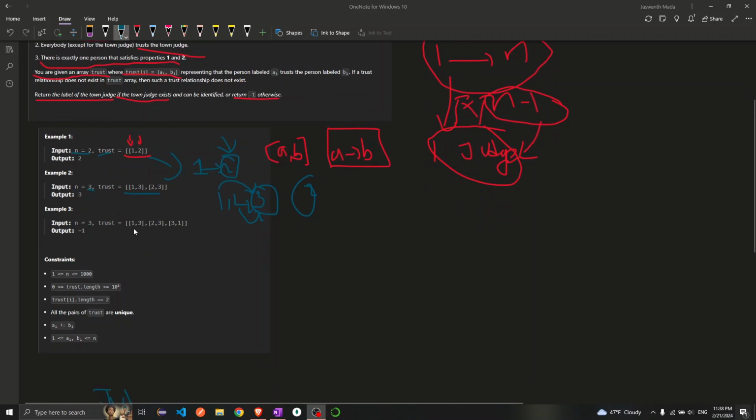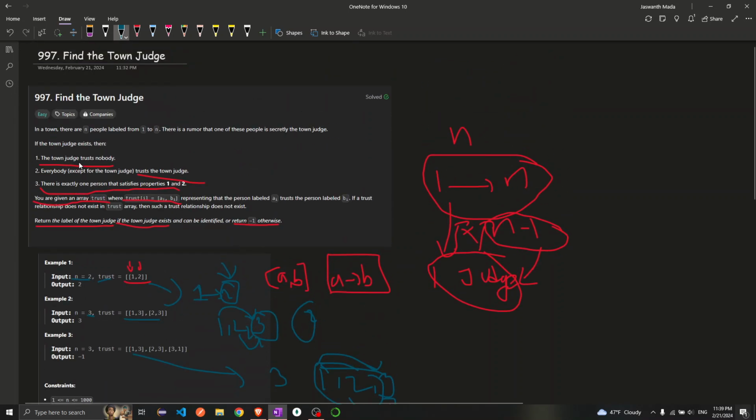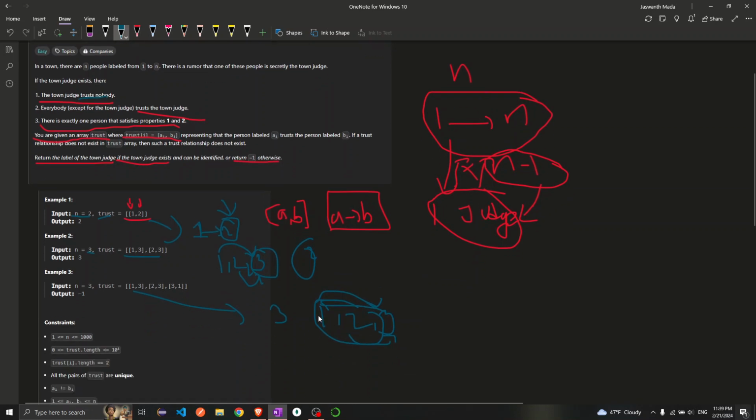So in this example, we have three people, that is 1, 2, and 3. Here 1 is trusting 3, 2 is trusting 3, and 3 is again trusting back 1. So we see that the rest of the people are trusting 3, but 3 is trusting another one. A judge trusts nobody, right? So here 1 is trusting, 2 is also trusting, 3 is also trusting. So none of them are judge. So we need to return -1.